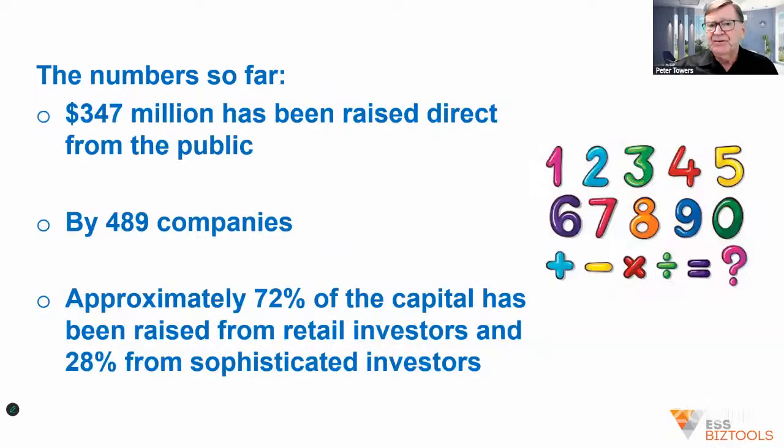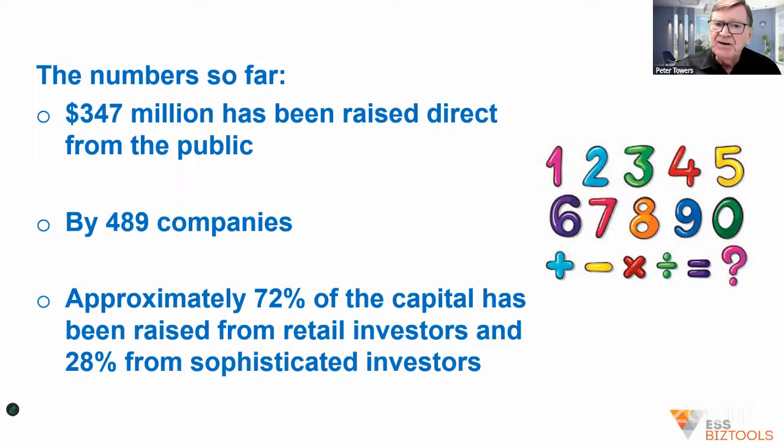So let's look at the numbers. We're accountants. We're in the numbers game. $347 million has been raised direct from the public. 72% of that, a survey has indicated, came from retail investors, with the balance coming from sophisticated investors. And there have been 489 companies make this contribution. So even though capital up to $5 million can be raised, in actual fact, only about 4 or 5 companies have raised the full amount, and one of them raised it in 2 tranches.